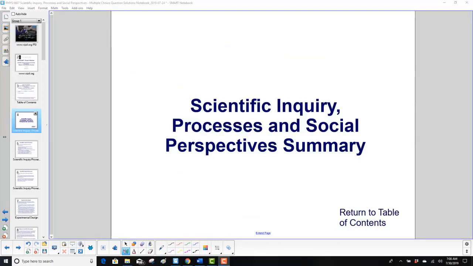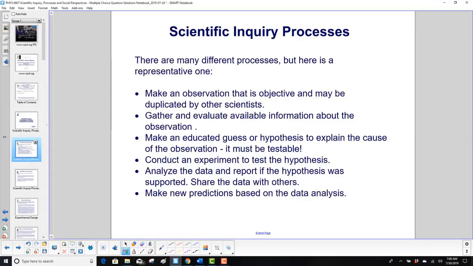Scientific inquiry, processes, and social perspective summary. Let's start with the process of scientific inquiry. There are many different ones, but here's a representative one. Make an observation that is objective and may be duplicated by other scientists. Right here, you don't want to do things that you're the only person who knows what to do.